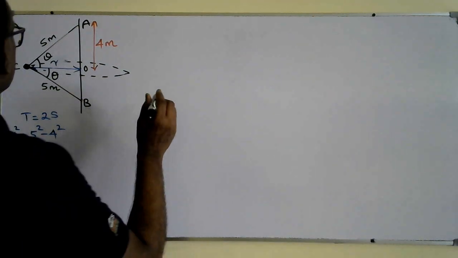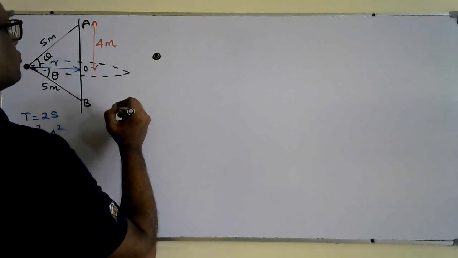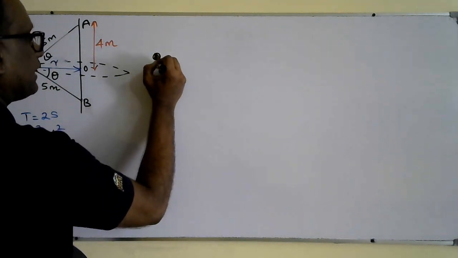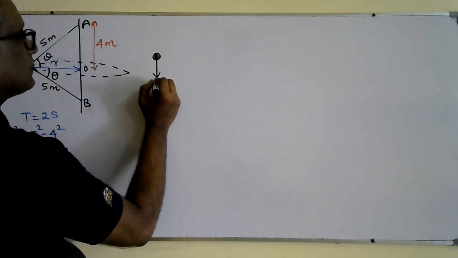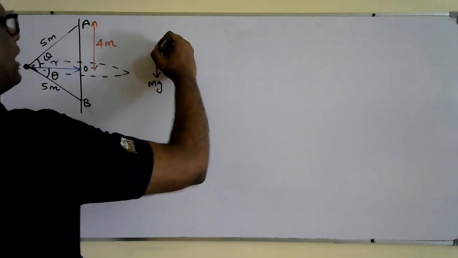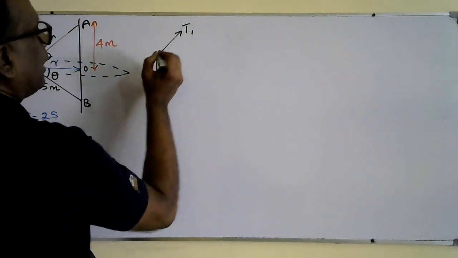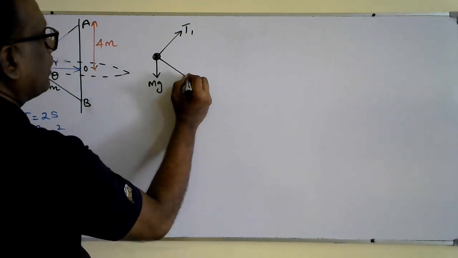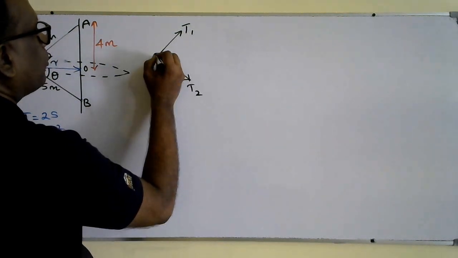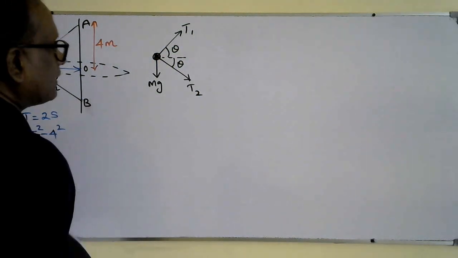Okay, so we'll show the forces acting on the particle. See how many forces are acting. It has weight acting vertically down, that is mg. Then there is a tension in the upper arm, that is the question in the first part, let it be T1, and there is a tension along the lower arm, T2. Both make an angle theta with the horizontal line. These are the three forces.